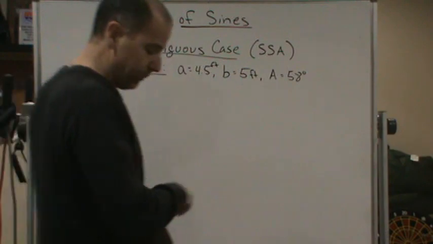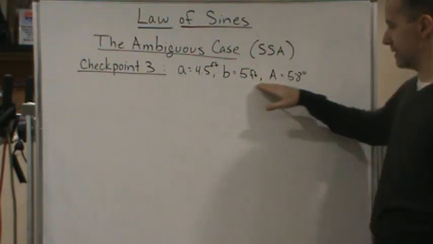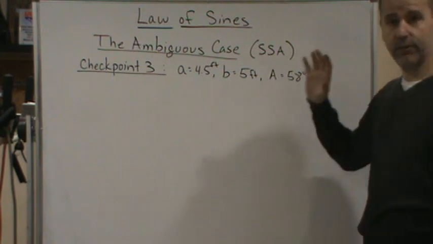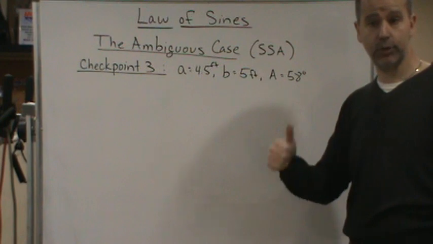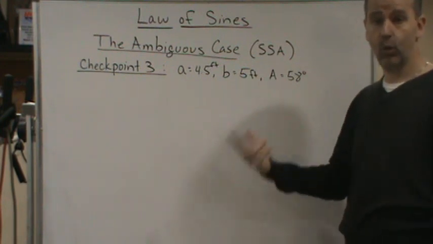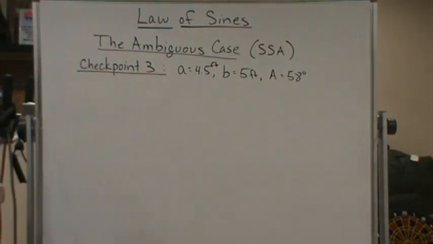All right, welcome back, and so we're going to do a checkpoint. Again, here's the setup for the triangle, and verify, just double check, make sure you check to see if there's 0 triangles, 1 triangle, or 2 triangles. So go ahead and pause, and then come on back and see if you got the same thing I got.